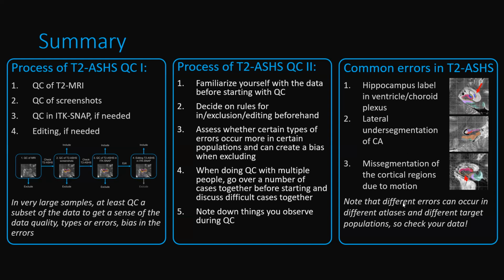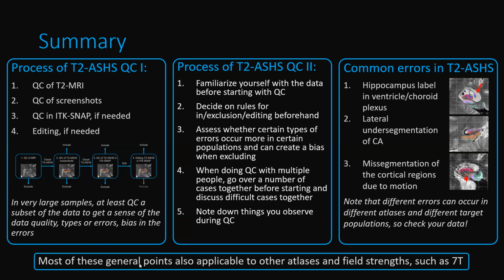But note that different errors can occur in different atlases and different target populations. So check your data. And these are, again, I want to say I've mostly experienced with older adults with and without cognitive impairment. So it's possible that with a different atlas in, for example, a population of children, you would get very different errors. So keep that in mind. But I do think some of the general points are applicable to QC of automated segmentations of other atlases and other field strengths, such as 7T.